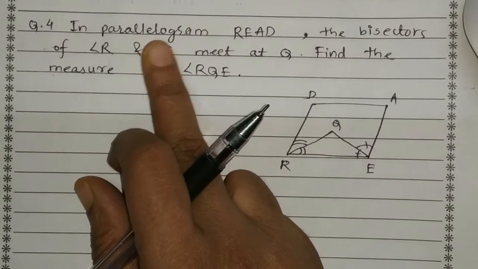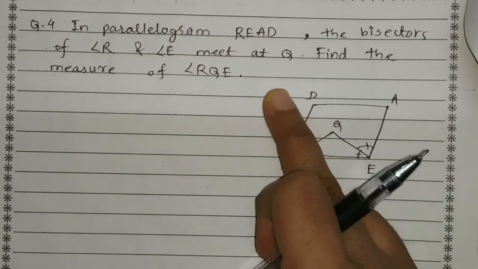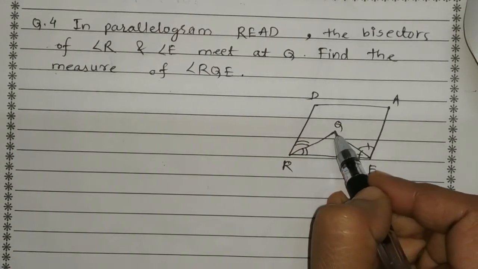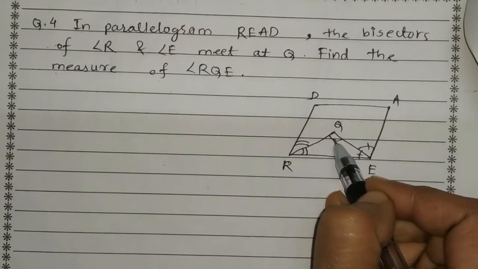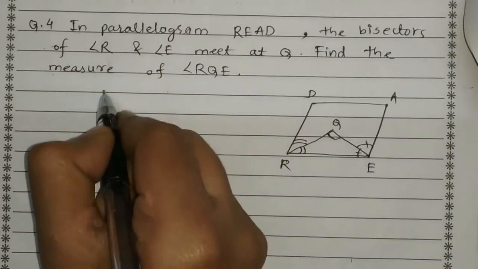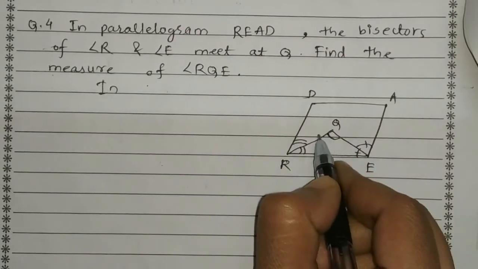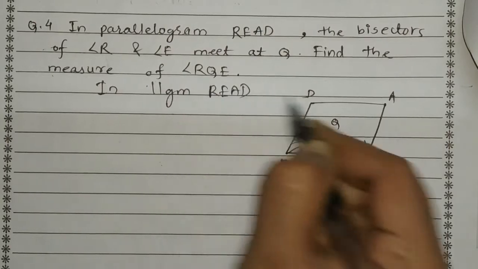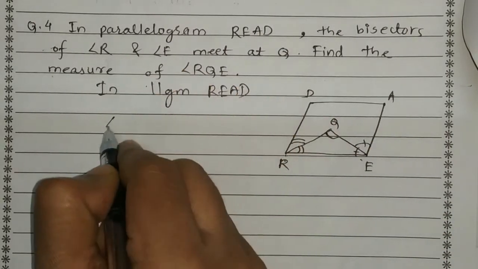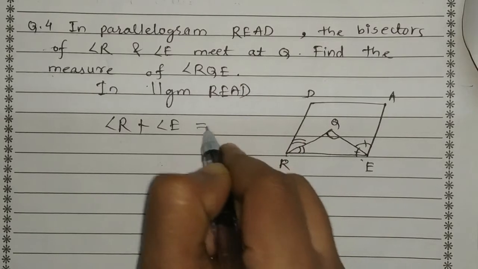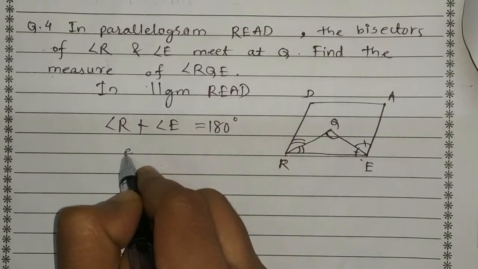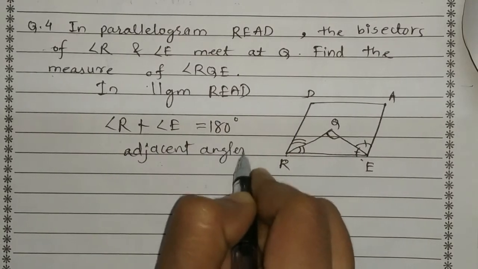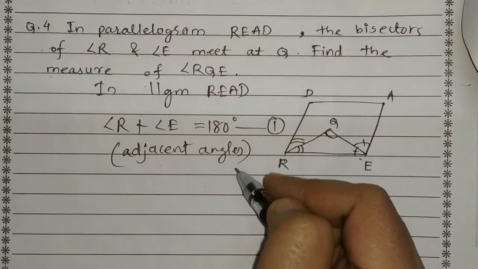Now the next question is, in a parallelogram READ, the bisectors RQ and QE meet at the point Q. We have to find the measure of this angle RQE. So we start with that in a parallelogram READ, we know that for the adjacent angles R and E, angle R plus angle E is equal to 180 degrees. The reason is that these are adjacent angles, and adjacent angles are supplementary in a parallelogram. We'll give this equation number 1.